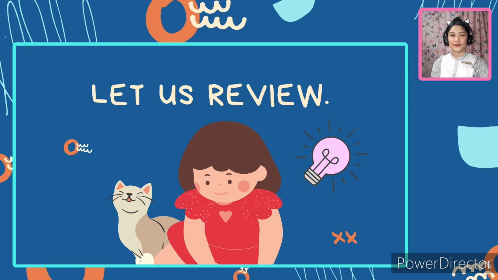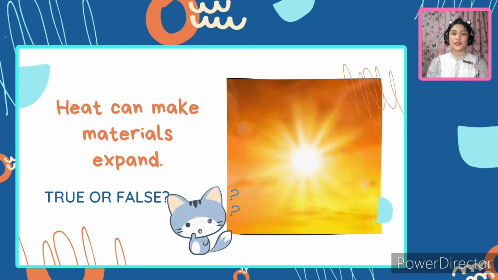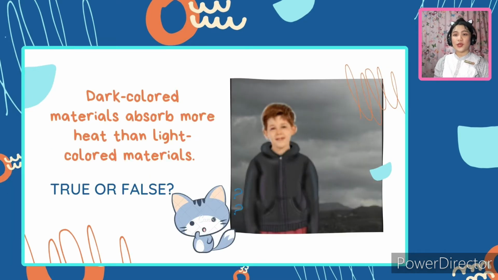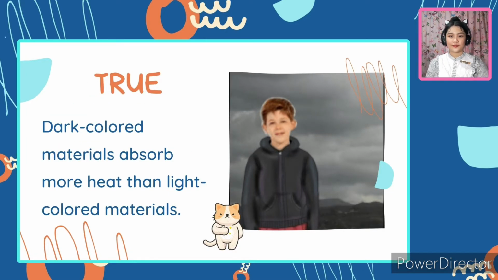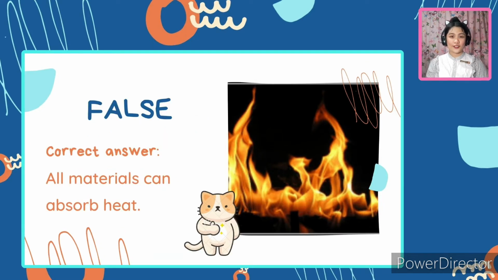Let us review. Answer true if the statement is true, and answer false if the statement is false. Heat can make materials expand. True or false? True. Dark colored materials absorb more heat than light colored materials. True or false? True. Not all materials can absorb heat. True or false? False. The correct answer is all materials can absorb heat.